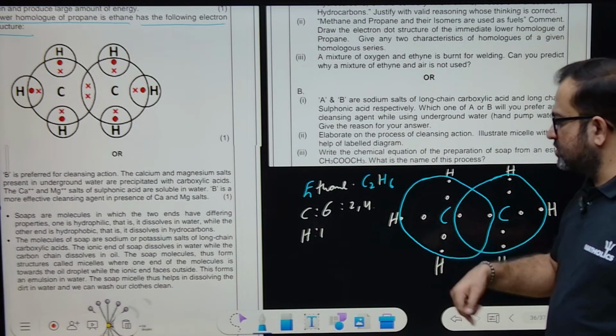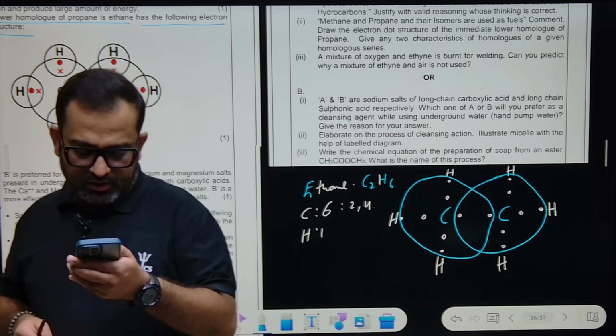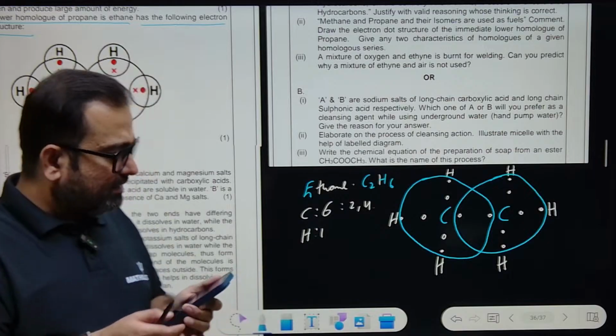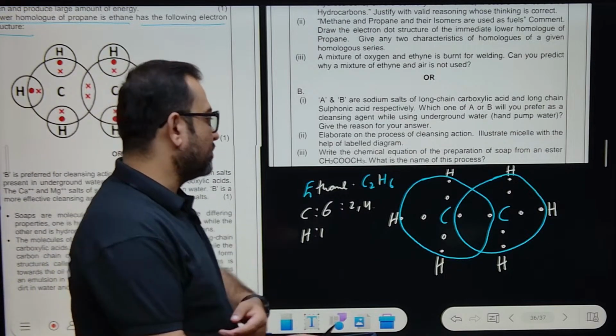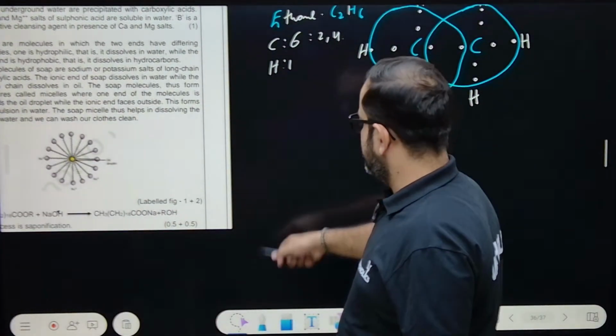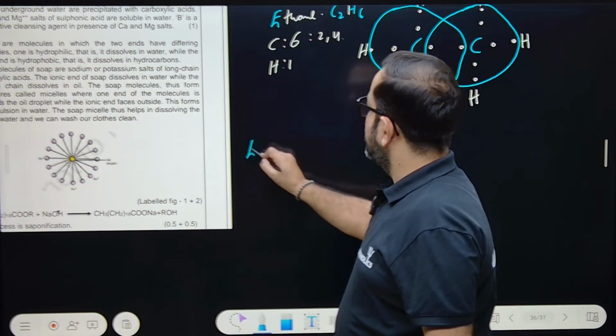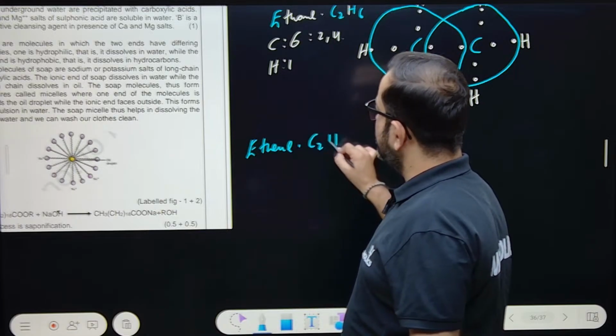You can make it by compass also, right? By proper scaling. The diagram you have drawn is also easy, sir. Yes, it is easy, but just visualize. If I say draw the electron dot structure of ethene, so the ethene formula is C2H4, right?